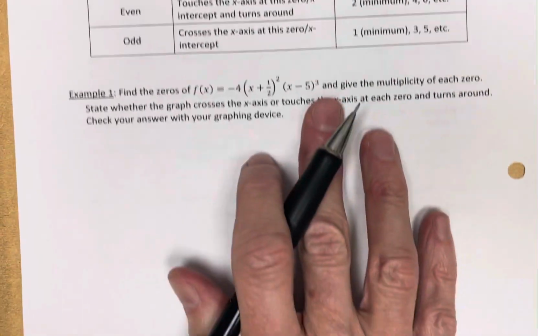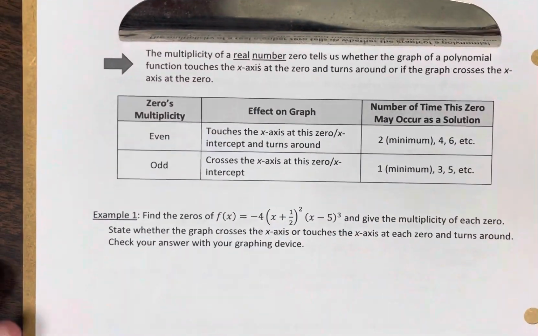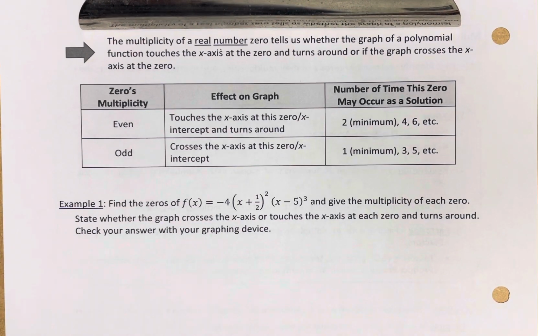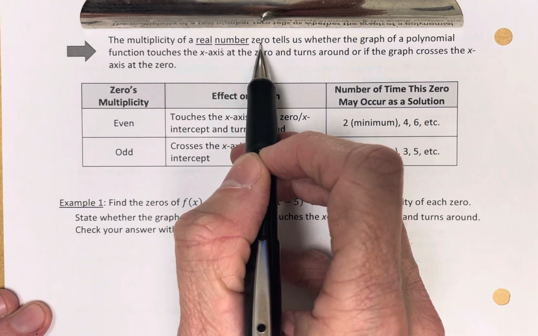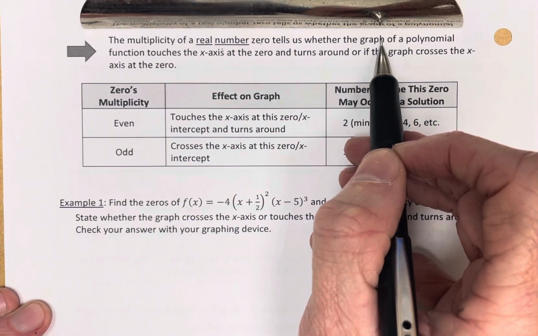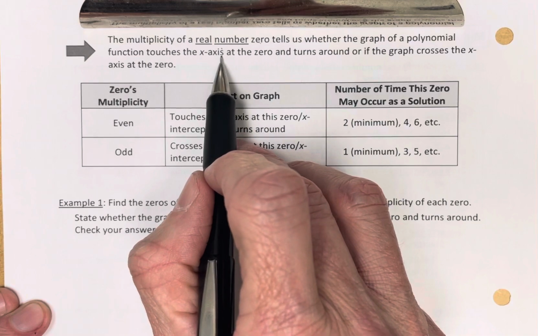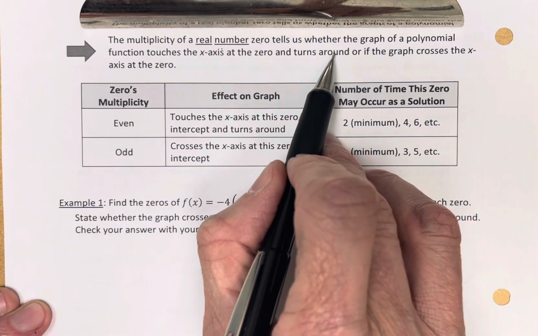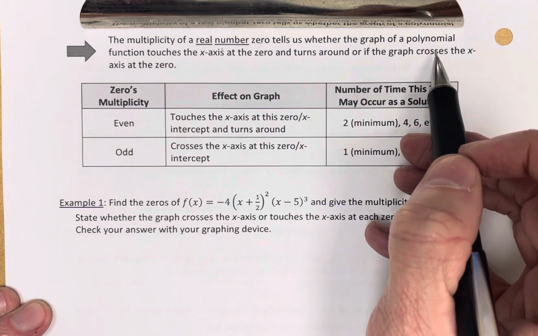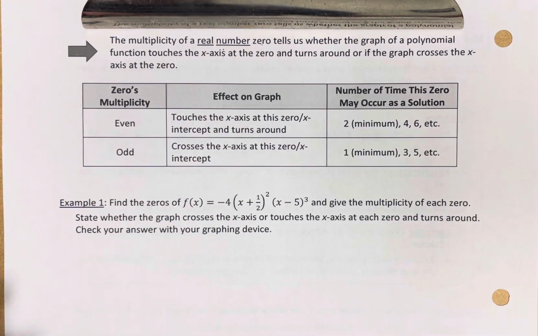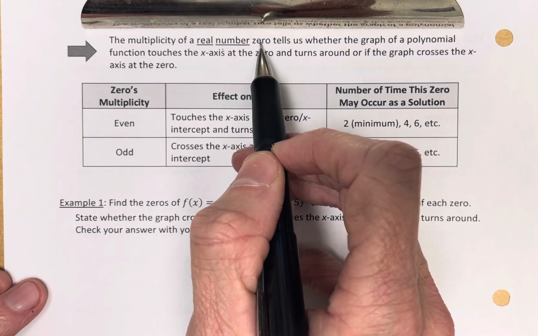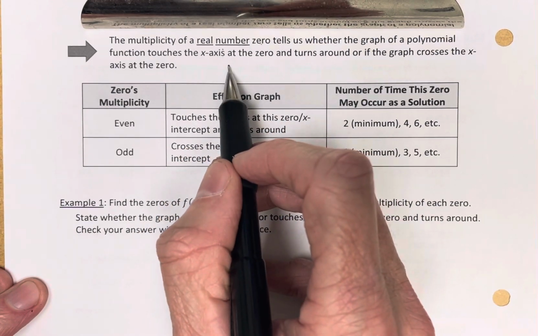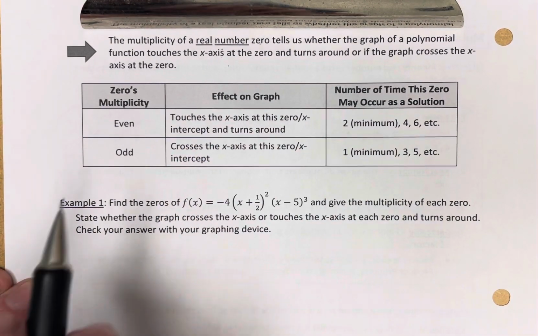So what does all this mean? Now we know what multiplicity is and how to find it. What does it mean? Give me just a second to get my notes arranged. The multiplicity of a real number 0 tells us whether the graph of the polynomial touches the x-axis at the 0 and turns around, or crosses the x-axis at the 0. It will do one or the other. All of our real number zeros are x-intercepts, so the graph will either touch it and turn around, or it will cross it. Well, how do we know?